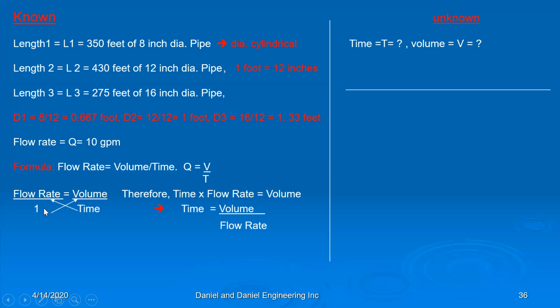If flow rate over 1 is equal to the volume over the time, you remember how you cross multiply: 1 by the volume equals time by the flow rate, or time multiplied by the flow rate is equal to the volume by 1. And volume by 1 gives you volume. Everybody happy? Time by the flow rate is equal to volume. So my time would be the volume divided by the flow rate.